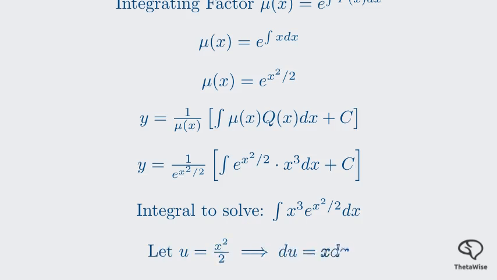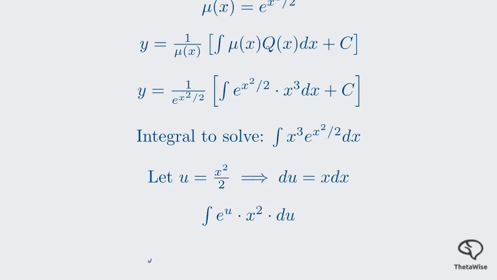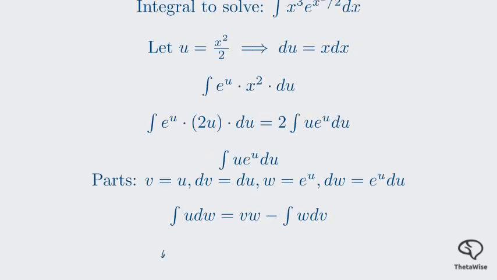Now we need to get rid of the x squared. From our substitution, we know u is x squared over 2, so x squared is 2u. The integral simplifies to the integral of 2u e to the u du. Now we use integration by parts with v equals 2u and dw equals e to the u du. The parts are v equals 2u, dv equals 2 du, dw equals e to the u du, and w equals e to the u.